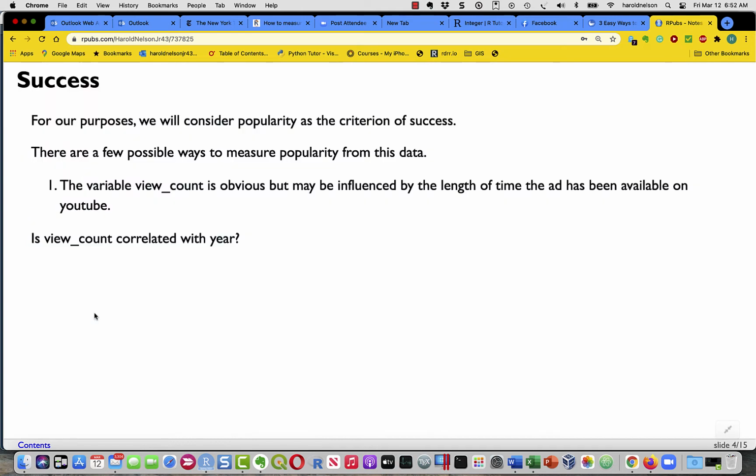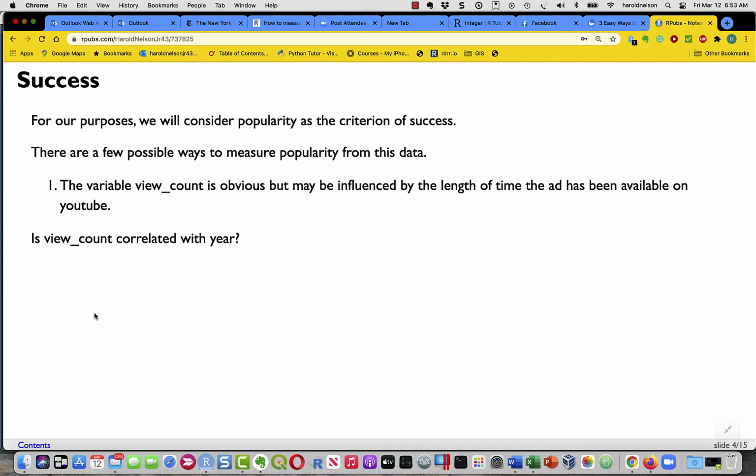And so the first question, I guess, relates to success. For our purposes, we'll consider popularity as the criterion of success. Of course, from the point of view of the company that created these ads, the real definition of success is that it improved the company's sales. But we can't tell that from the data we've got. All that we've got is to assess popularity on the basis of the number of views and likes and dislikes.